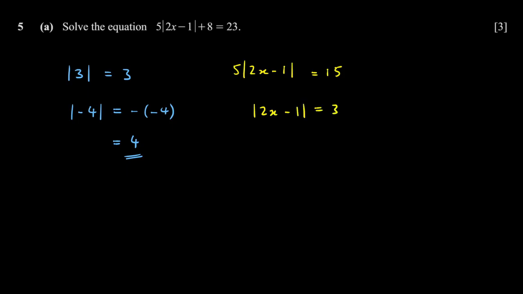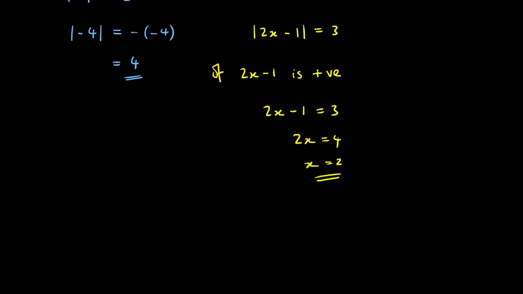And now I've got two options, right? The first option is if 2x minus 1 is positive, right? So if that's positive, then there's going to be no change. 2x minus 1 will be equal to 3, right? Because the modulus isn't going to do anything. So we get 2x is equal to 4 and x is equal to 2.